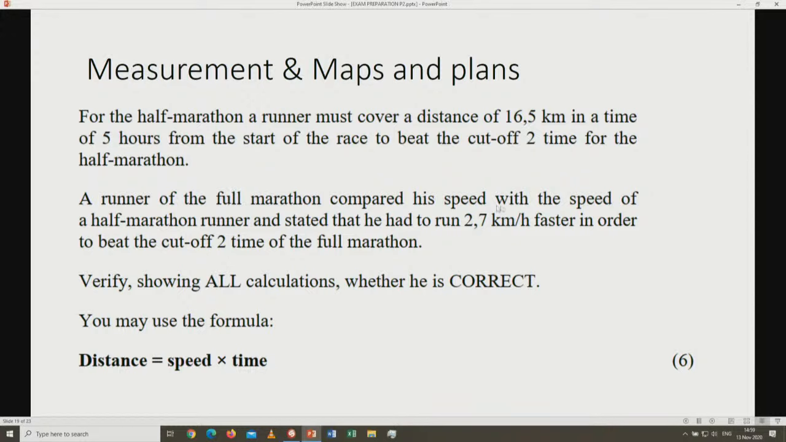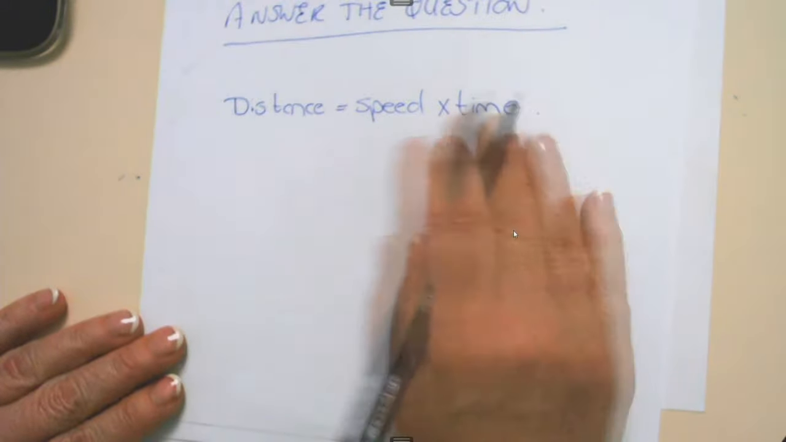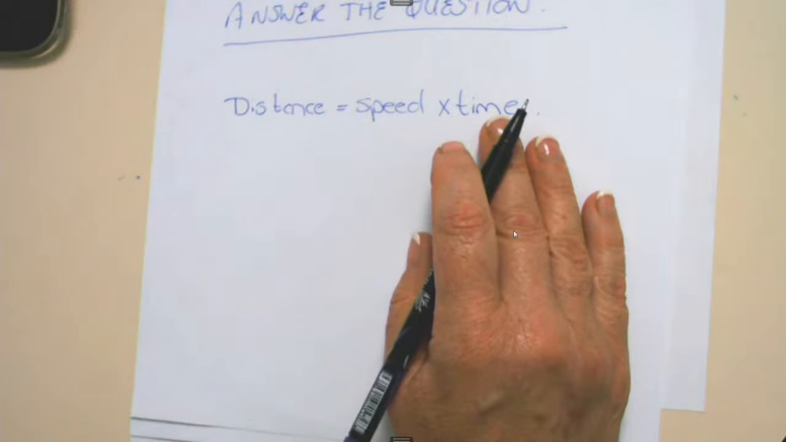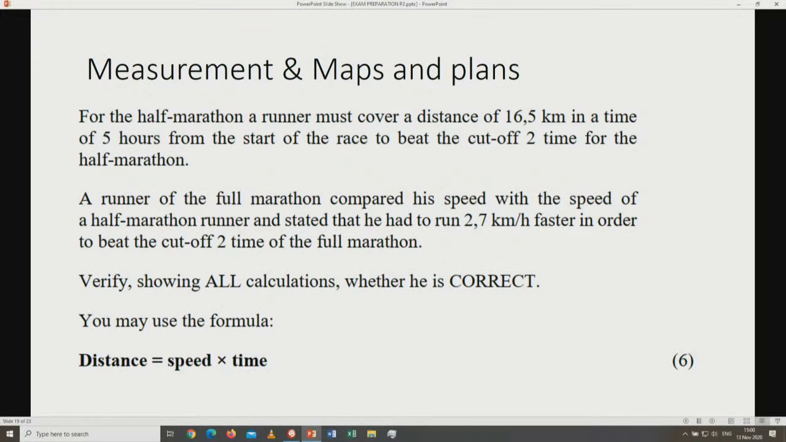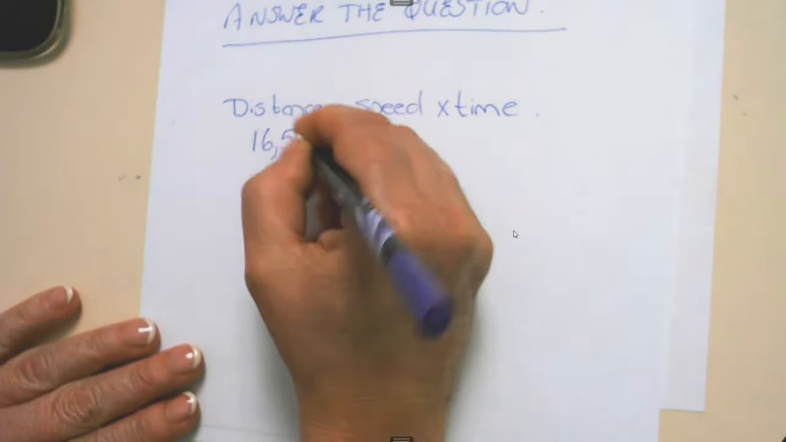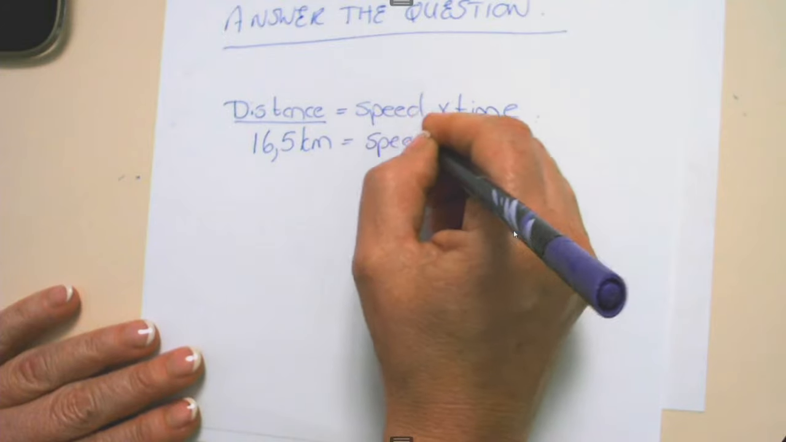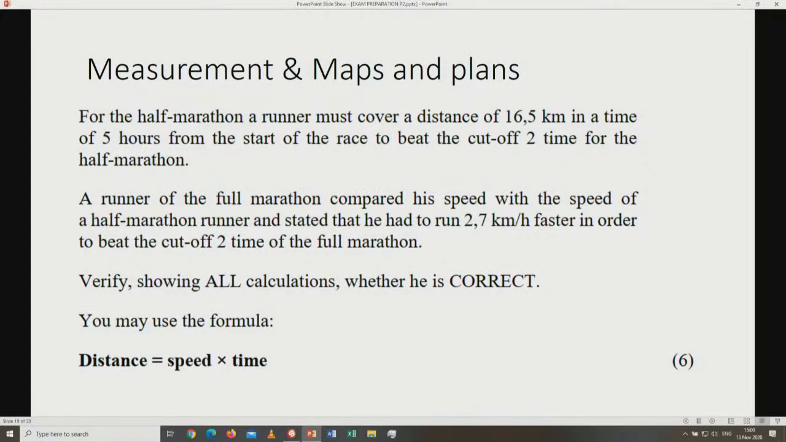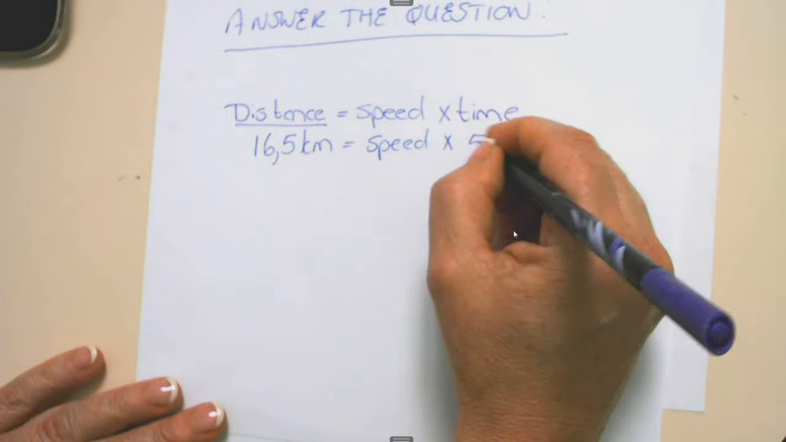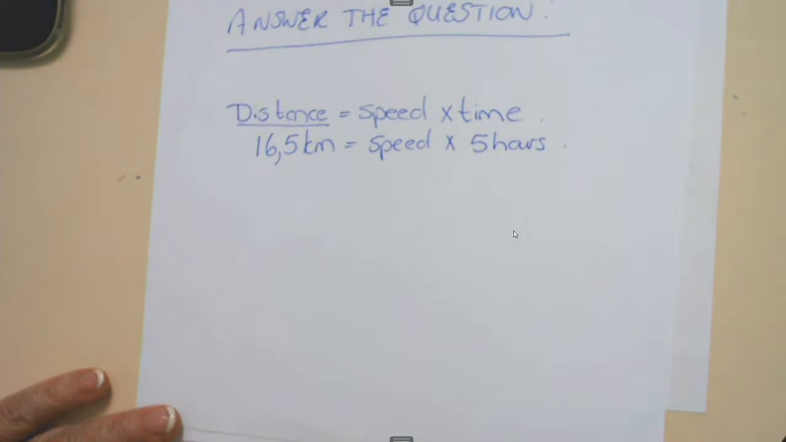You are going to have to work out the speed so that at the end of the day, you can compare speeds with each other. The formula is given to you as distance is speed multiplied by time. I will simply check what the distance is, which is 16.5. I will write 16.5 kilometers here. The speed is not given, and the time given there is 5 hours. So I will write that immediately, because now you already have a mark for substituting correctly into the formula.